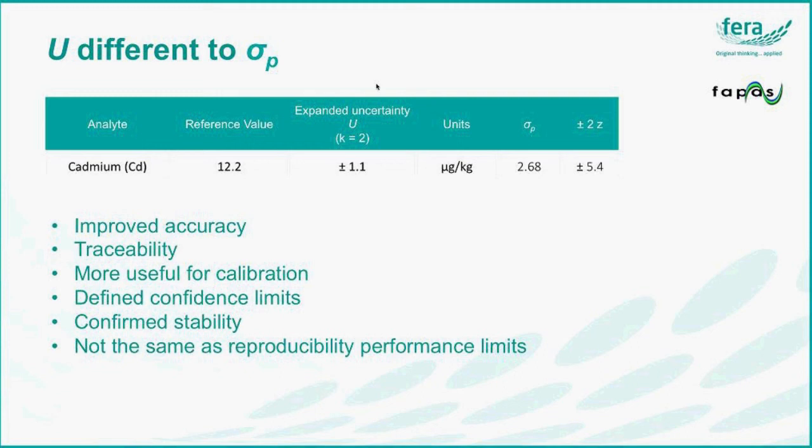The uncertainty gives you an improved accuracy, traceability, it's more useful for calibration, it's a defined confidence limit, and we also provide the datasheet with a confirmed stability. We provide that based on formal stability experiments, and it's not the same as a reproducibility performance limits.